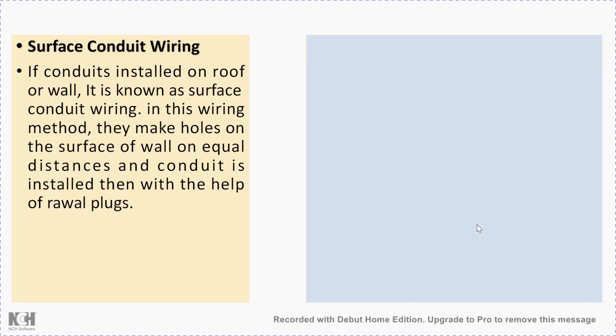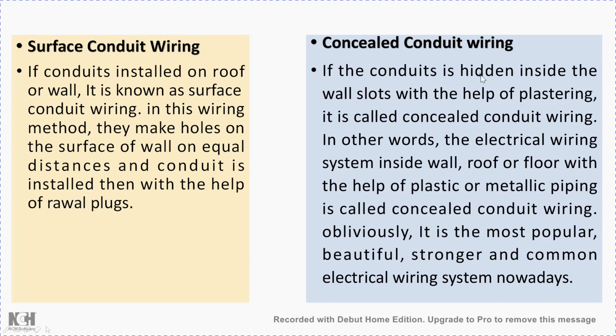So what is surface wiring? If the conduits are installed on the roof or wall, it is known as surface conduit wiring. In this wiring method, they make holes on the surface of the wall at equal distances, and the conduit is installed with the help of roll plugs. In the case of concealed conduit wiring, if the conduit is hidden inside the wall slots with the help of plastering, it is called concealed conduit wiring. In other words, the electrical wiring system inside the wall, roof or floor with the help of plastic or metallic piping is called concealed conduit wiring.